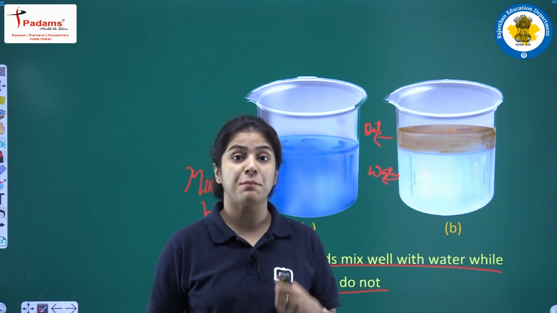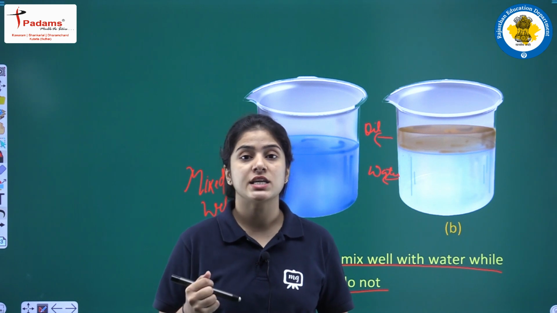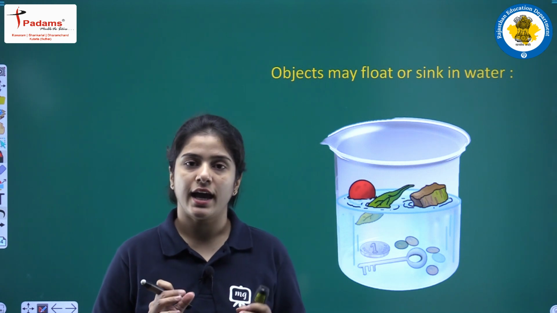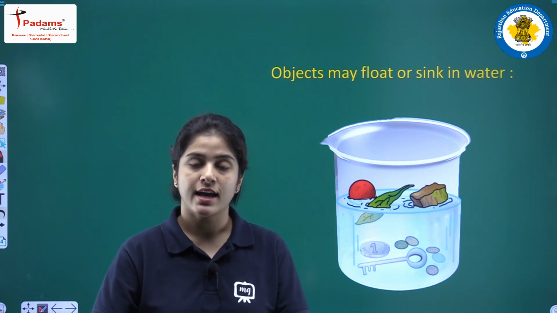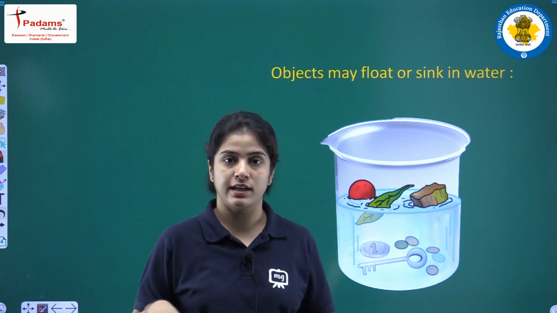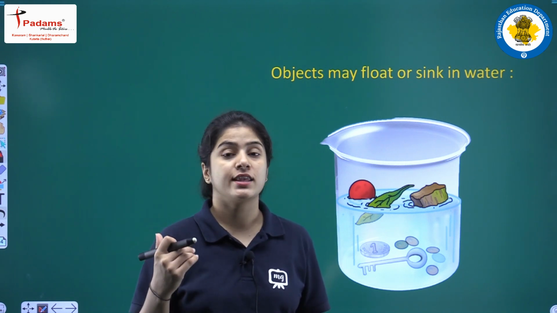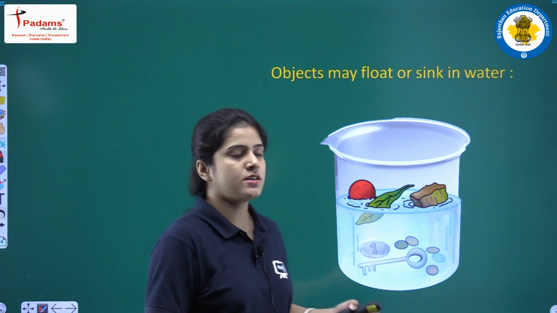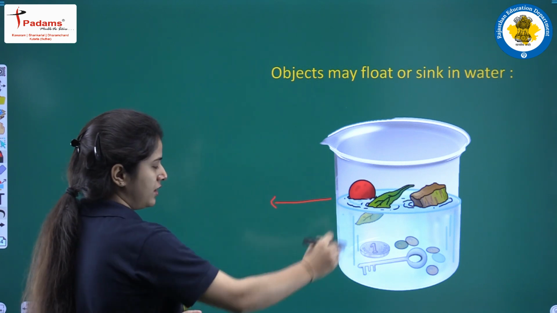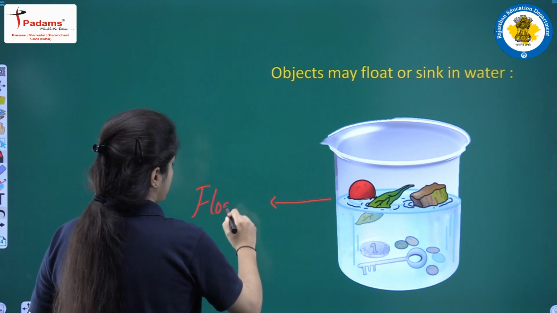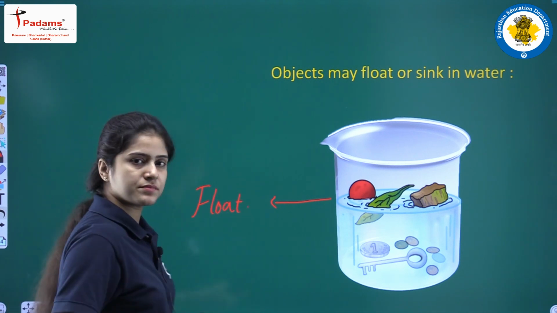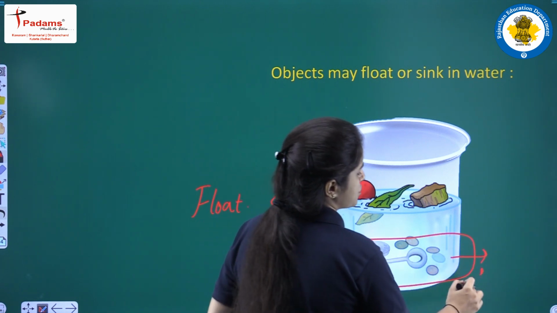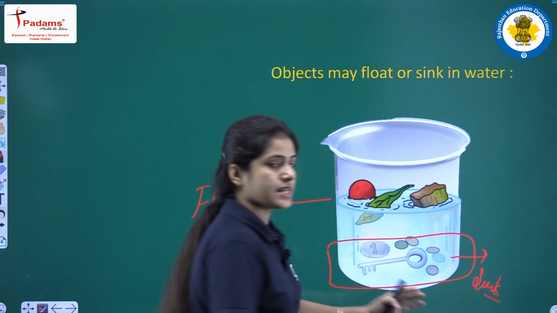Alright students, so let's see the next property, that is floating and sinking. Students, if you have a water bucket and you are putting some kind of objects in it, the objects that are on the top of the water layer are called floating objects, and the objects that are at the bottom of the water bucket are called sinking objects. They are said to be floating, and the objects at the bottom are sinking.